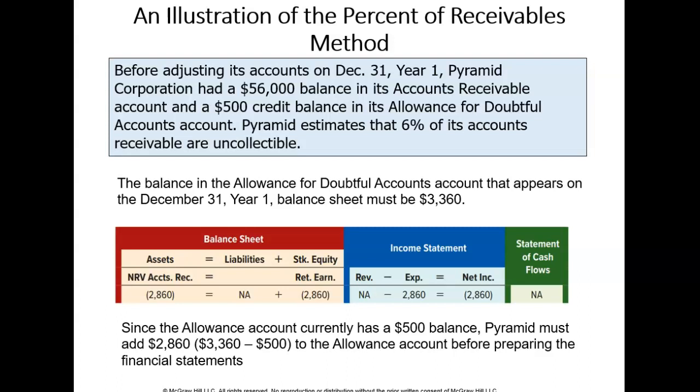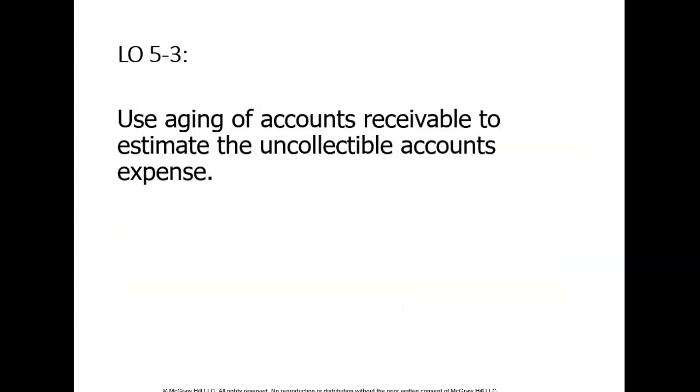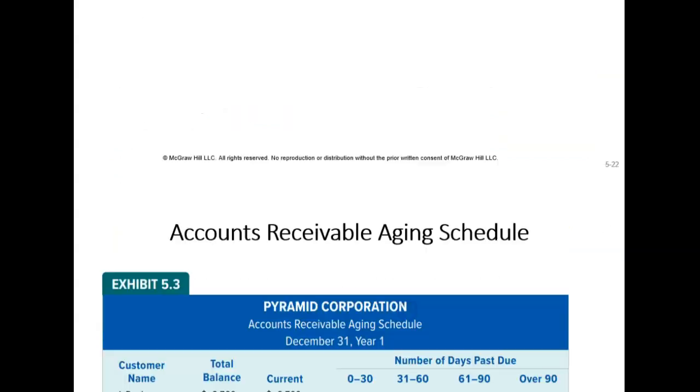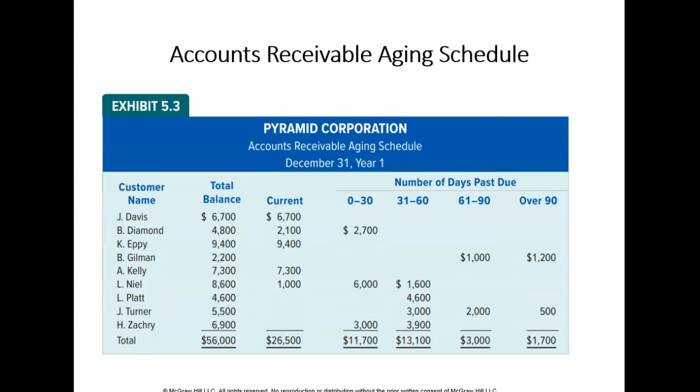Again, with a receivable approach, you're trying to determine what should be the ending balance in the allowance for doubtful accounts. That amount should be $3,360. However, you have $500 in the account already. Therefore, to get from 500 to 3,360, I need to increase my expense account by $2,860. Okay?